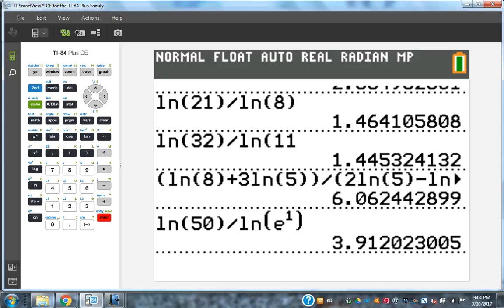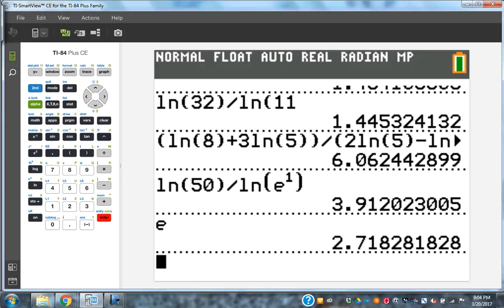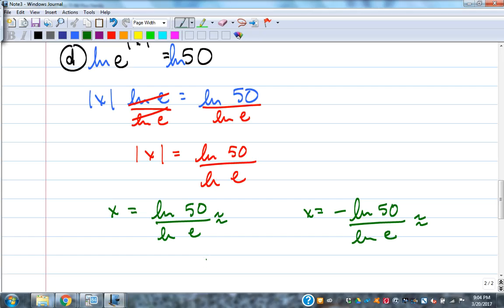So what is this other one over the division symbol? That's e to the first power. That's what you could use. Yeah, I didn't even think about using that one. Good looking out.